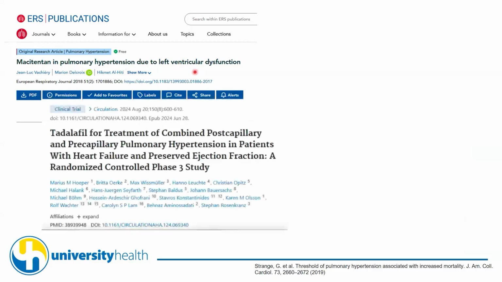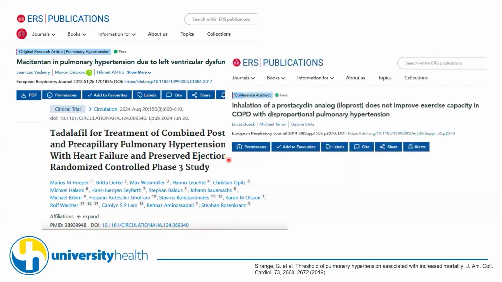Here's another one, tadalafil. It's a pulmonary vasodilator that was studied in patients with heart failure and preserved ejection fraction. This study was also stopped early because of increased adverse events of pulmonary edema. And this is another pulmonary vasodilator, iloprost, that was studied in COPD, also stopped early because of worsening functional status, worsening hypoxia, and worsening symptoms.